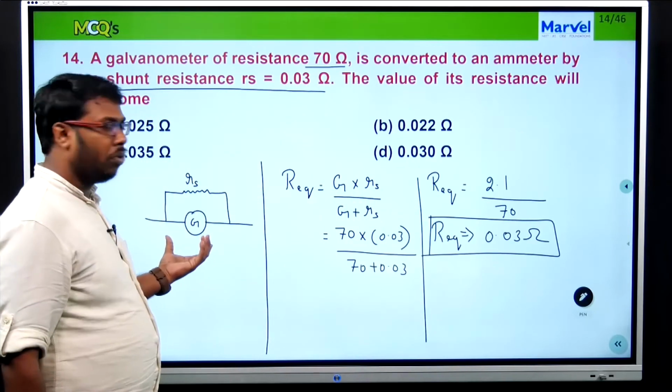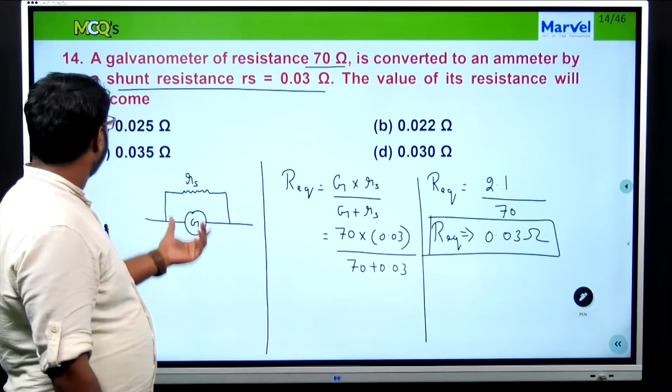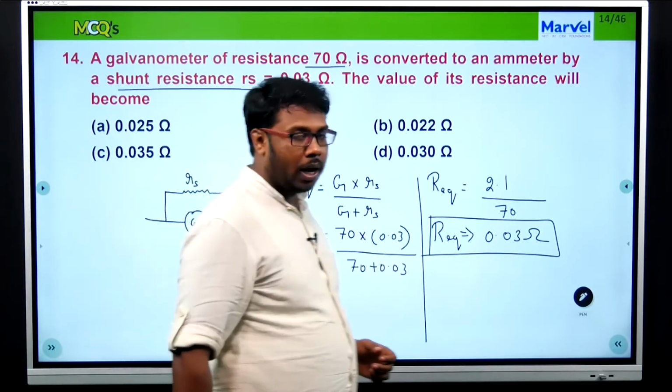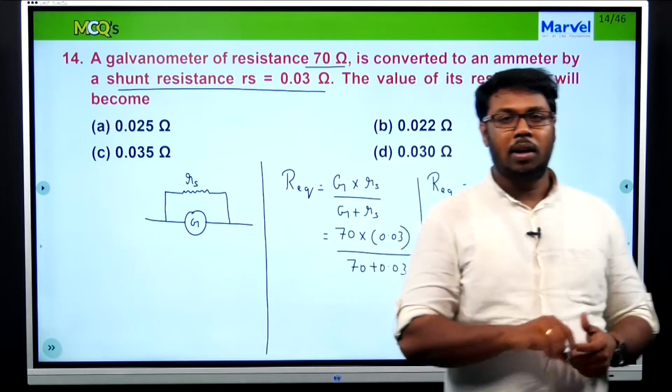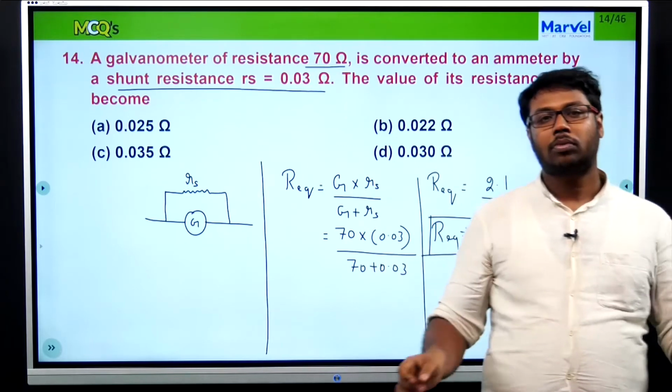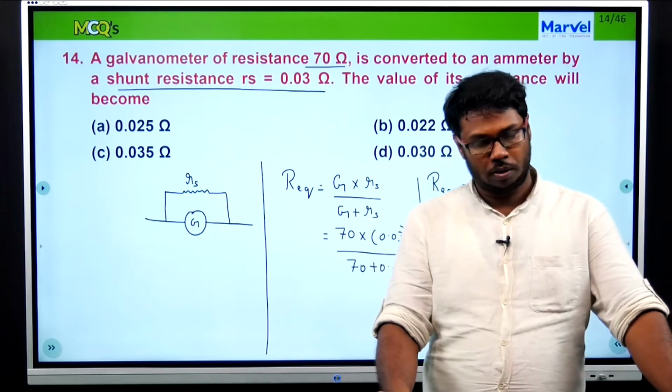So this is like converting your galvanometer to ammeter. There are two resistors that are connected in parallel, and I will directly find the equivalent resistance for them. So this is how the things really work.